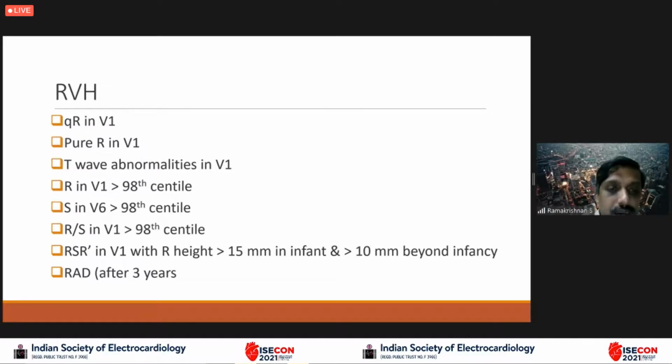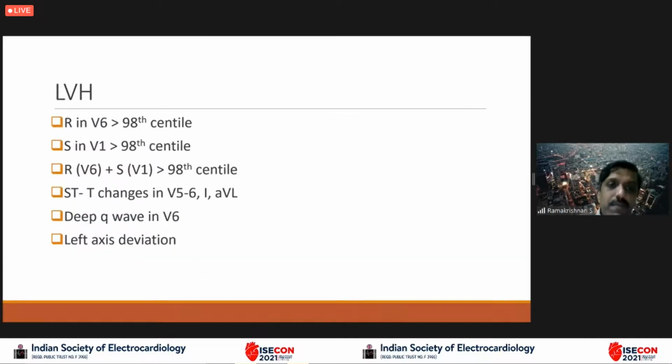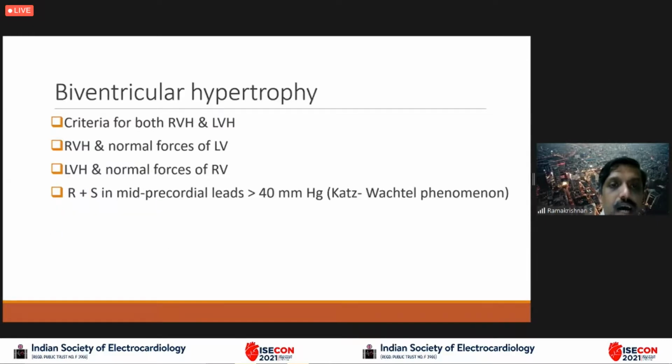So a simple one in terms of rSR' for students appearing for the exam will be 15 millimeters in infants and greater than 10 millimeters beyond infancy indicating RVH. And LVH is the same as what we use, except that we use the 98th centile for age. Biventricular hypertrophy almost remains the same criteria for both RVH and LVH, either RVH with normal forces of LV and LVH with normal forces of RV, or what is known as the Katz-Wachtel phenomenon.